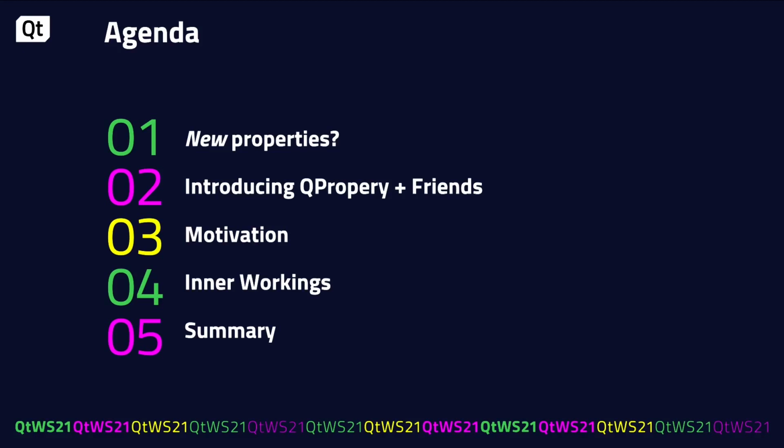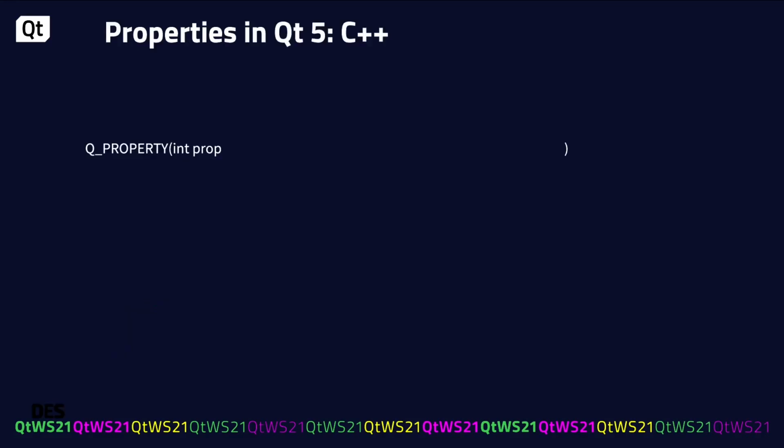So let's start with how properties looked in Qt 5. First in C++. Now, a property in C++ was always placed into a QObject or QGadget, and it has a type and a name. In our case, the name is prop and the type is int. What can you do with it? Well, you can read it by using a getter. You can write to it via a setter.